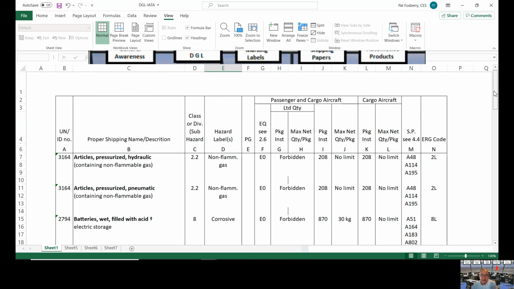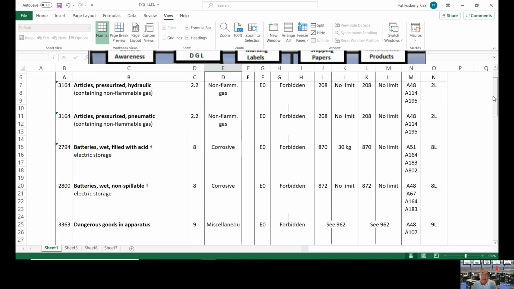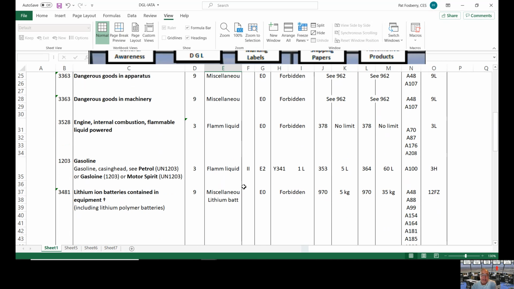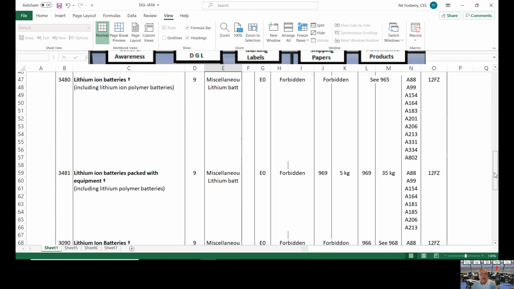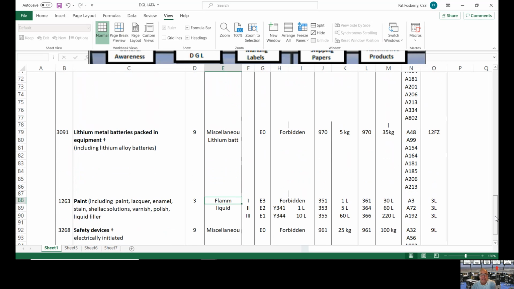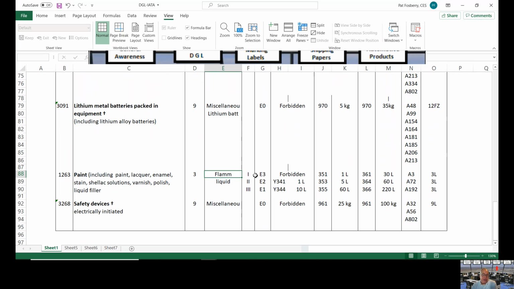So you've got your articles pressurized, like your struts; they don't have a packing group. Batteries don't have a packing group. Goods and apparatus don't. Gasoline does. Gasoline has a packing group, and that's based, because it's a class 3, on the flammability of the product and what its flash point is. And then you've got your lithium-ion batteries that don't fall into a packing group because they all have a more specific packaging type. But then your paints do. And your paints, again, depend on what that flash point is, what temperature it becomes flammable.